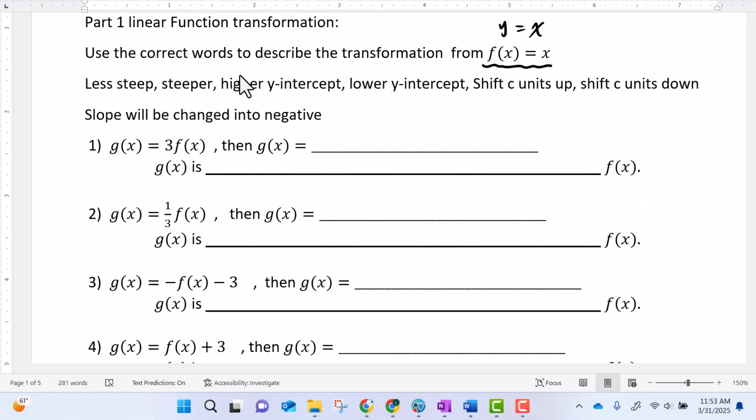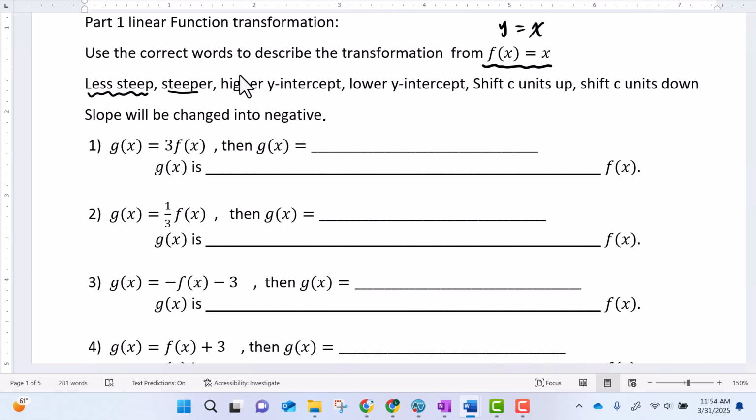First of all, let's talk about linear function transformation. We know the parent function of a linear function is y equals x, or f of x equals x. We will use the following words to describe the transformation: less steep, steeper, higher y-intercept, lower y-intercept, shift c units up, shift c units down. And also the slope will be changed into negative, and so on.